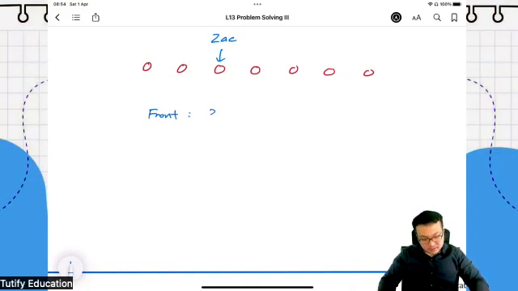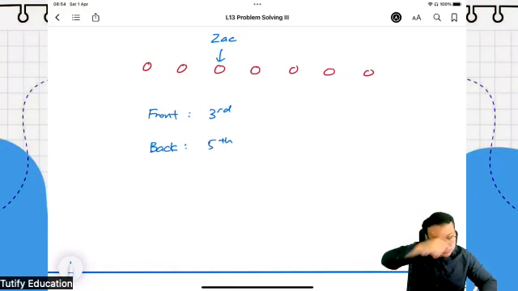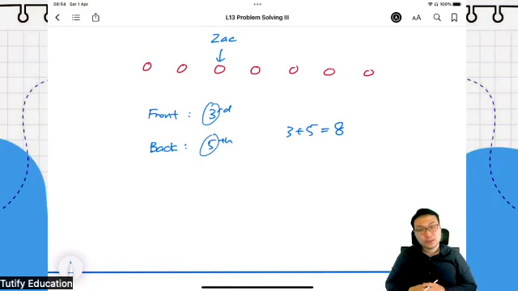3. Third. Can I say he's third? Yeah. If you count from the back, which position? 5th. Fifth? Very good. Then if I ask you, how many people are in the queue? Oh, very easy. 3 plus 5. There's 8 people in the queue, yes or no? No. How many people are supposed to be in the queue? 7.